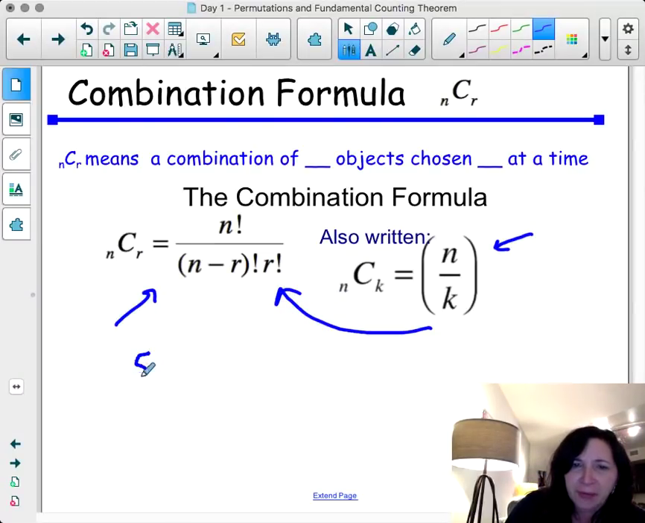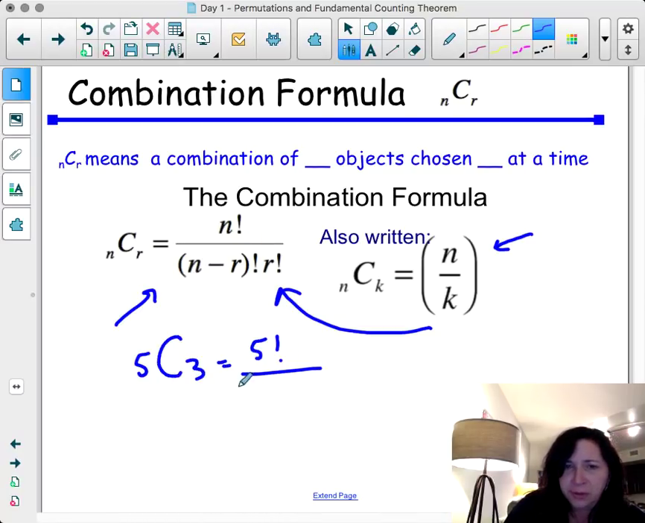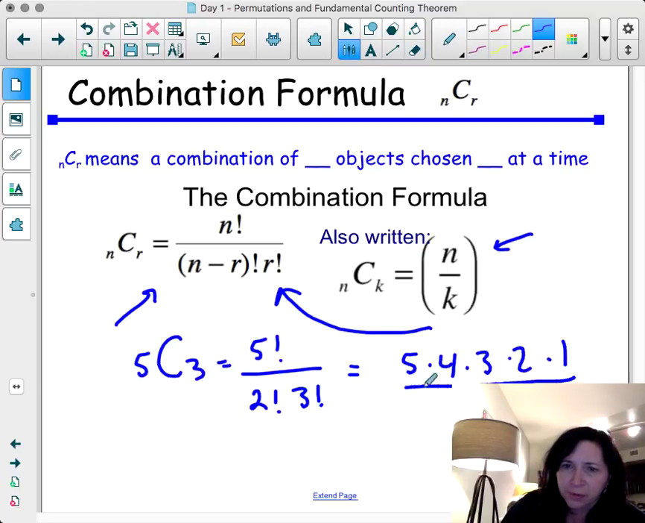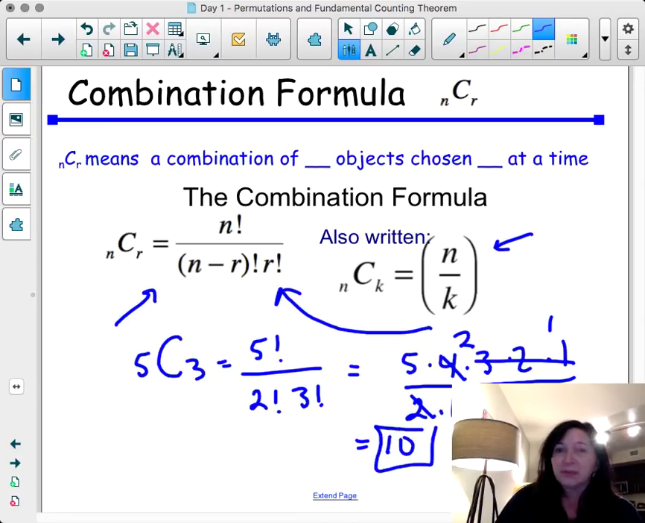So if I had 5 combinations of 3, that's going to look like 5 factorial over 5 minus 3, which is 2. And then this r is whatever this number is here, so that's your 3. So that's going to be 3 factorial. So this is going to be 5 factorial: 5 times 4 times 3 times 2 times 1 over 2 times 1 times 3 times 2 times 1. Well, these are going to cancel out and make 1. 2 is going to divide into 4, which is 2. 5 times 2 is 10. So I have 10 different combinations.